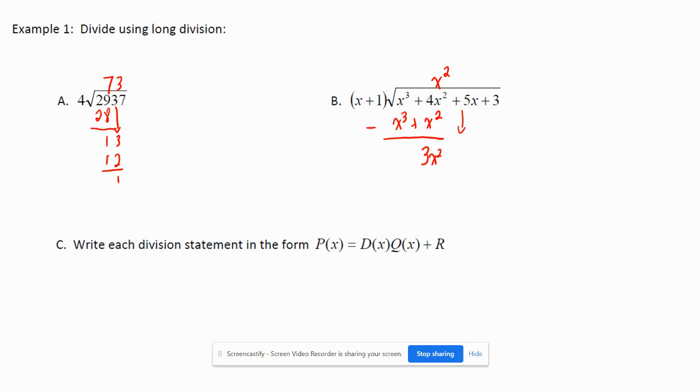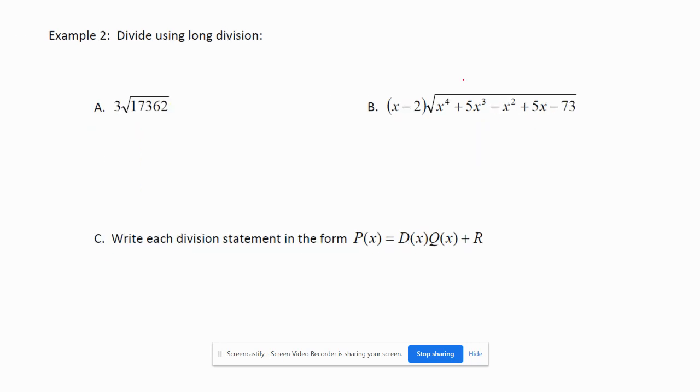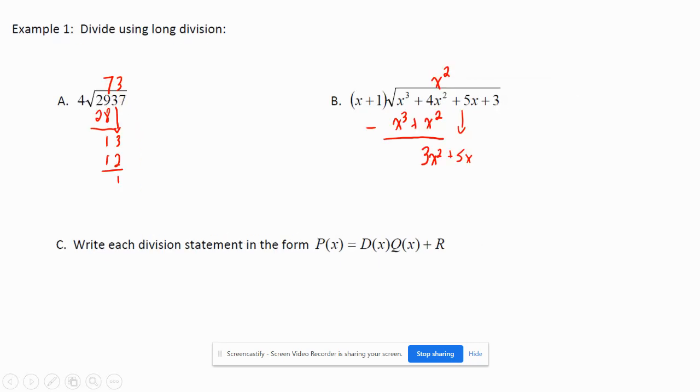Same idea over here. Bring down the 5x. 3x squared divided by x is 3x. 3x times x plus 1 is 3x squared plus 3x. We're going to subtract these. These guys cancel out. 5x minus 3x is 2x. Back to example A. Bring down the 7. 17 divided by 4 is 4, with a remainder of 1. Bring down the 3. 2x divided by x is 2.